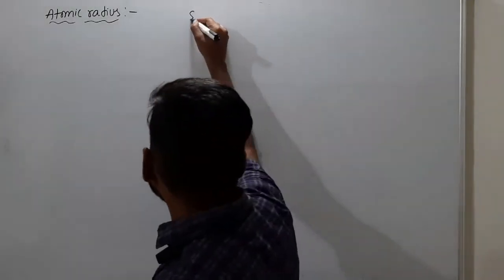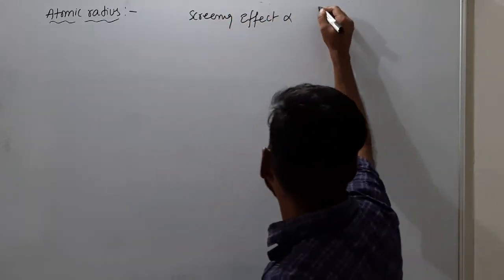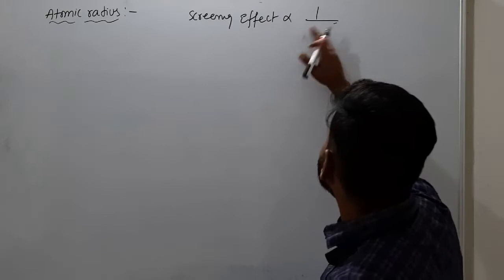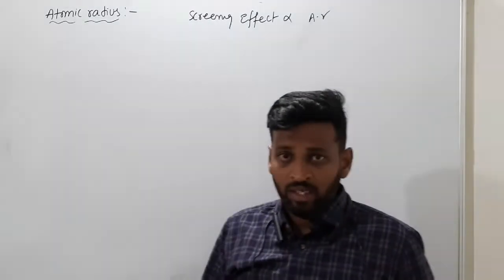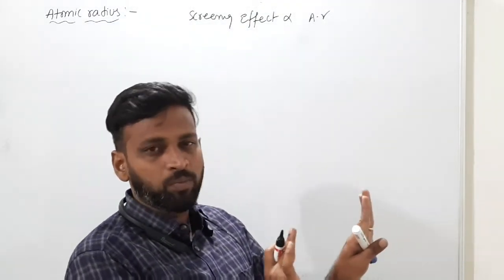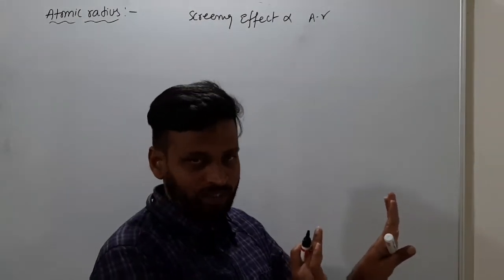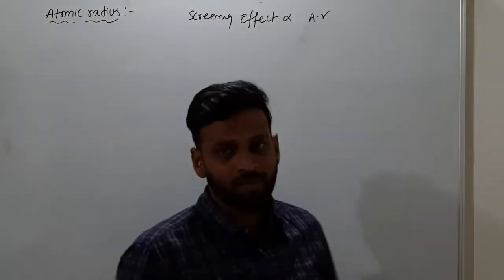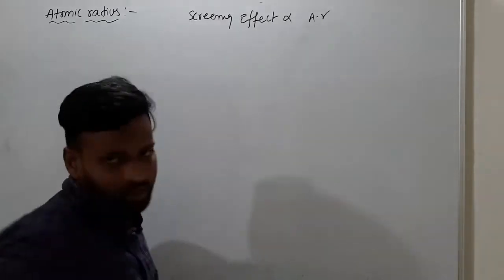So is the screening effect inversely proportional to atomic radius or directly proportional? Directly proportional. If screening is more, then radius is more. If screening is more, that means more protection from nuclear attraction. More protection means going away from the nucleus, so distance is certainly increasing, which means radius is increasing. So the screening effect is directly proportional to atomic radius.